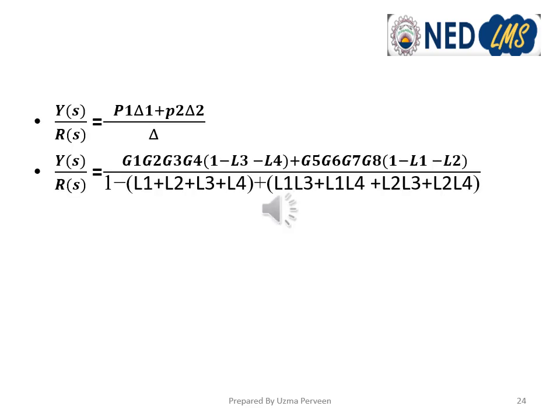So we have calculated the values of the forward path gains P1, P2 and the del i's, that is del 1 and del 2. We'll put these values of P1, del 1, P2, del 2 and del in this formula, and we'll get the value of Y upon R. To calculate the value of Y upon R, you have to put the values of L1, L2, L3 and L4 in this equation and you'll get the right answer.